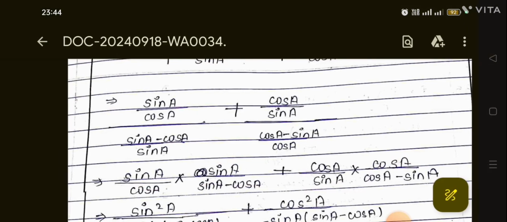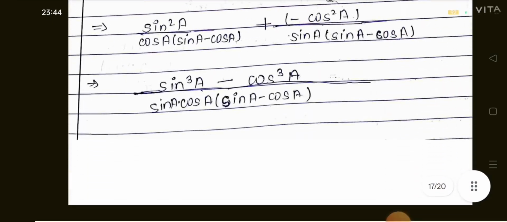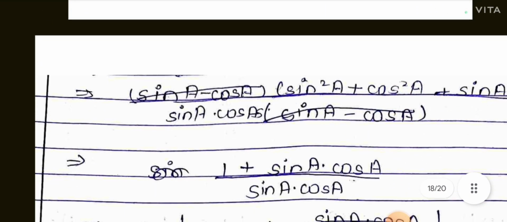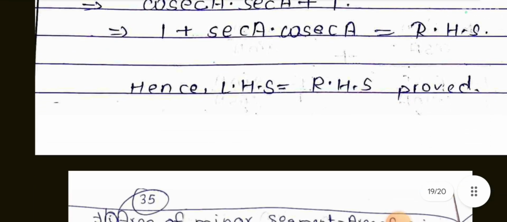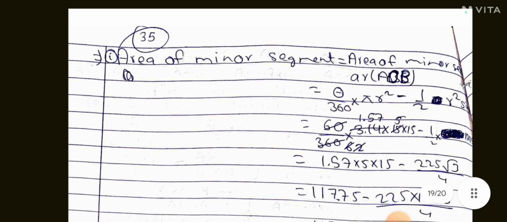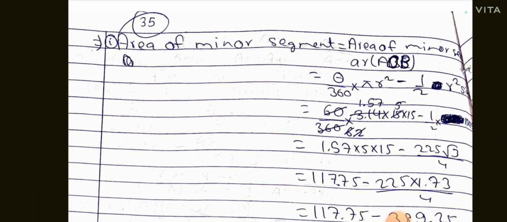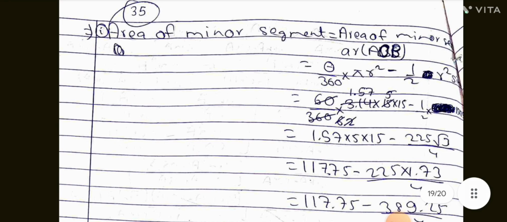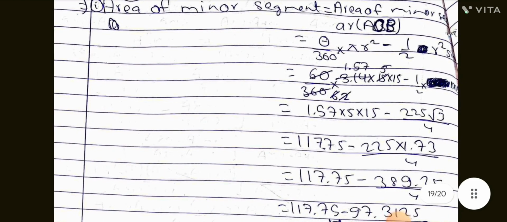Now next question, 35. Given to find the area of minor segment, major segment, and length of minor arc. For finding the area of minor segment, we need to find the area of minor sector minus area of concerned triangle. Area of minor sector is theta by 360. Theta here is given 60 degree. Theta by 360 and value of pi is 3.14 into 15 into 15.